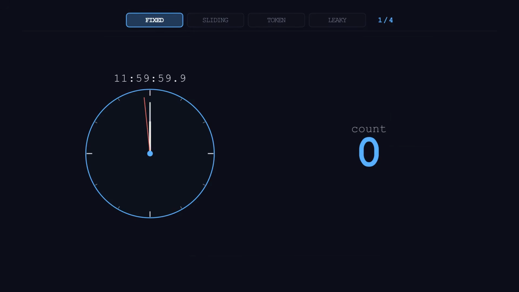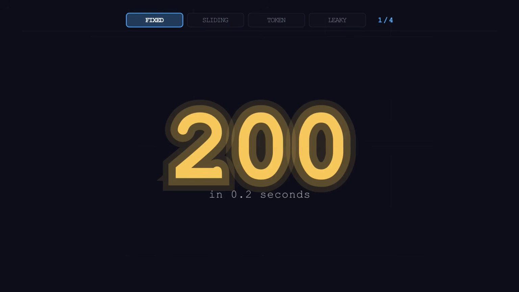11:59 and 9/10 of a second. Counter at 0. 100 requests fire in the last tenth of a second. All allowed. Counter hits 100. Clock ticks. Counter slams to 0. 100 more fire immediately. All allowed again. 200 requests in 2/10 of a second. The limit was 100 per minute.